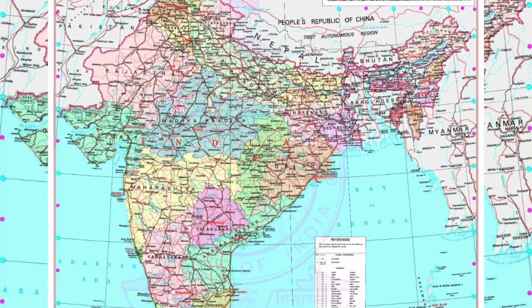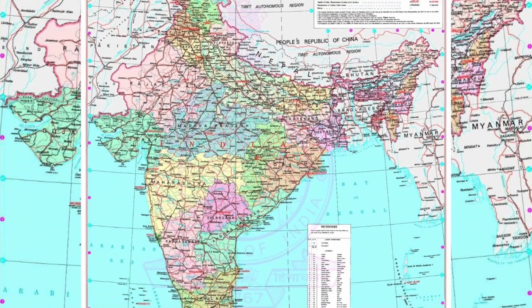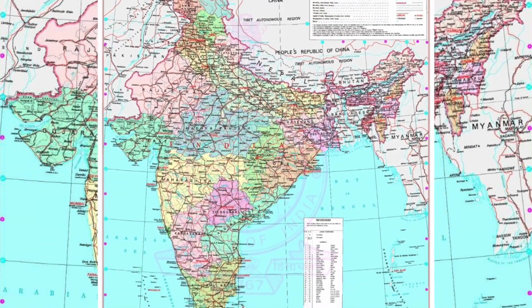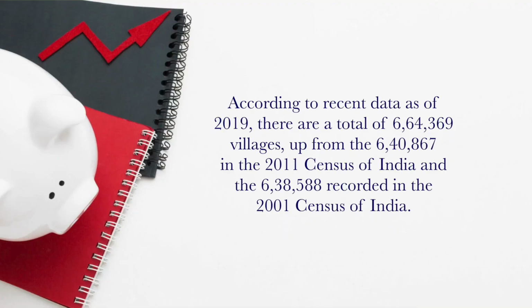India is predominantly an agricultural and village-based society. It has been said and believed that India lives in its villages. According to recent data, as of 2019, there are a total of 6,64,369 villages, up from 6,40,867 in the year 2011.